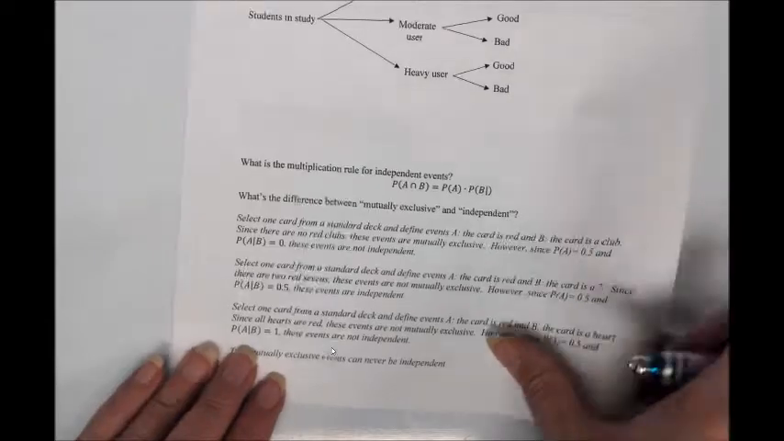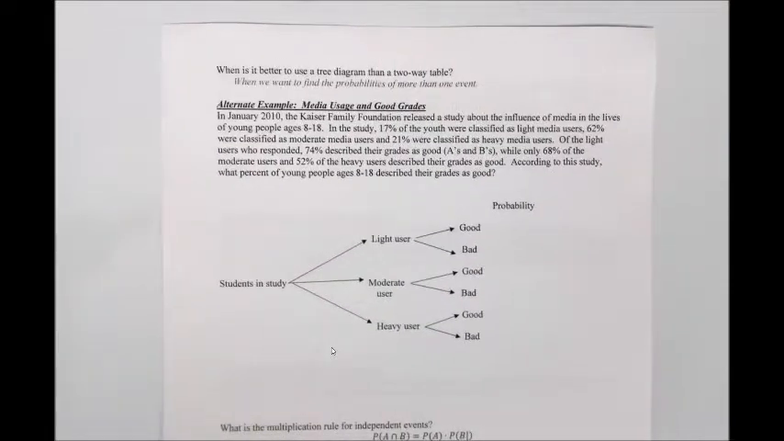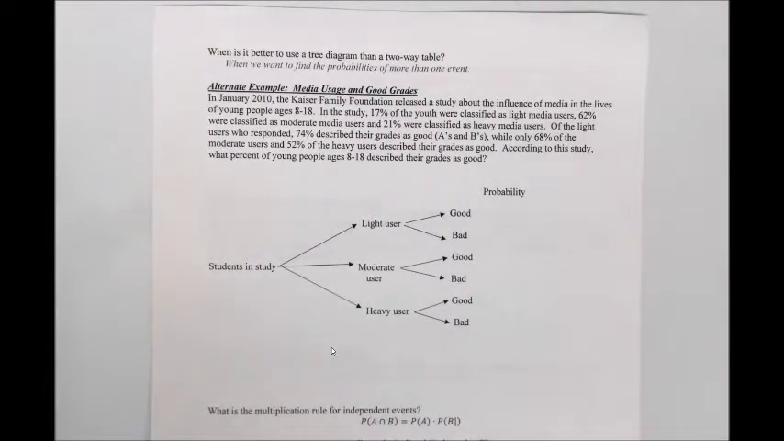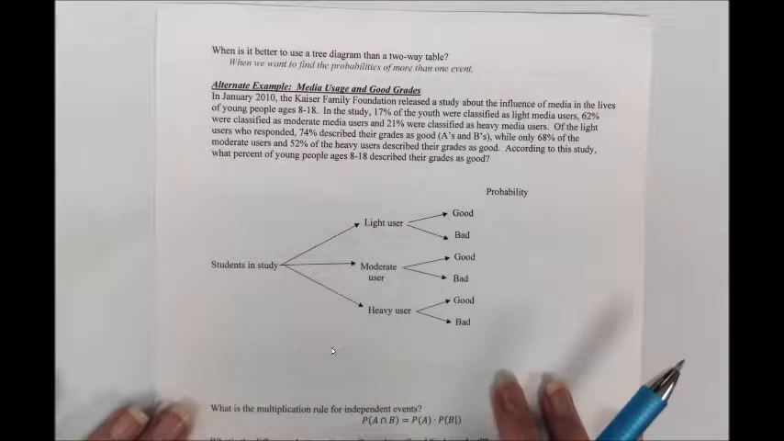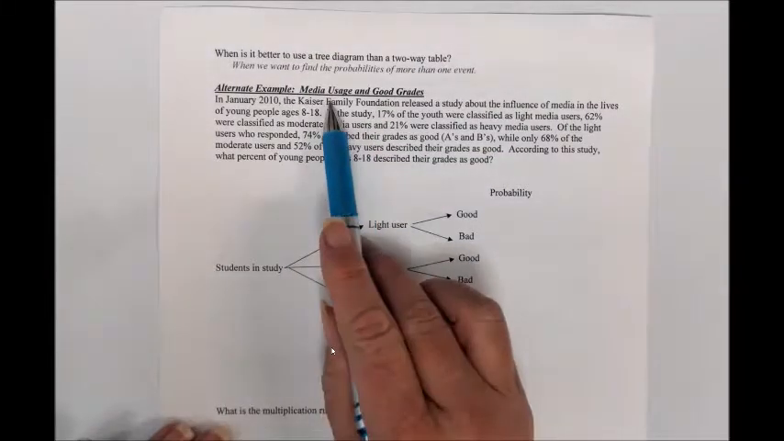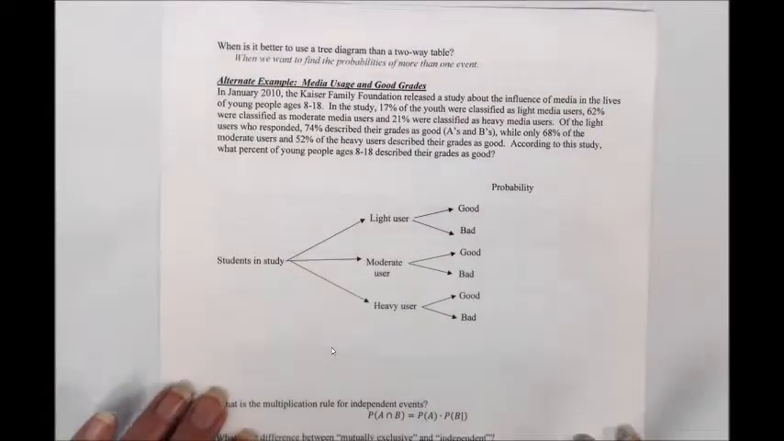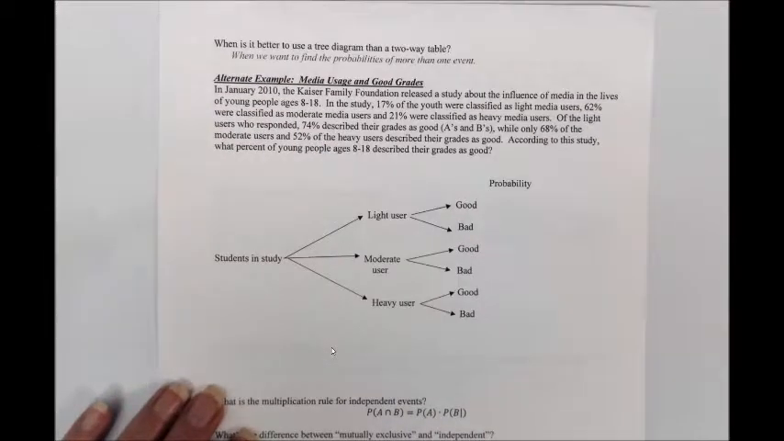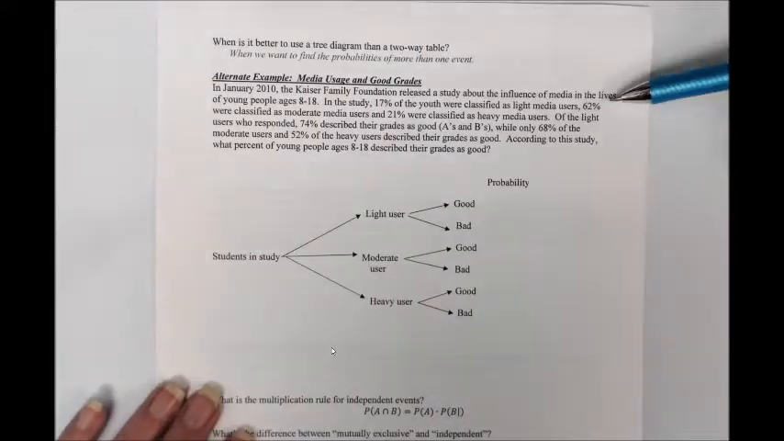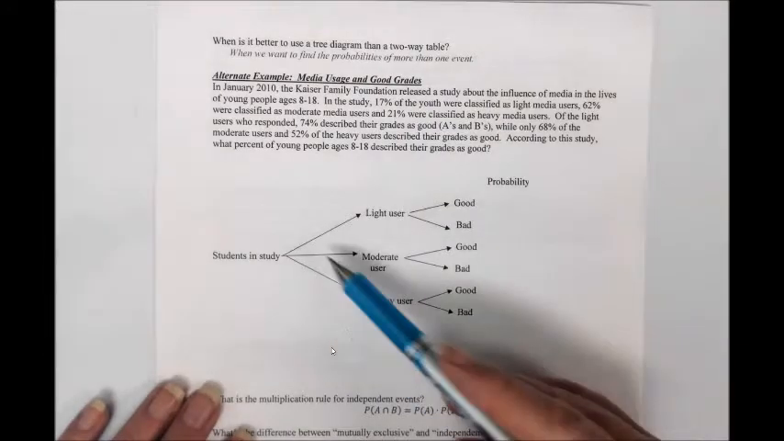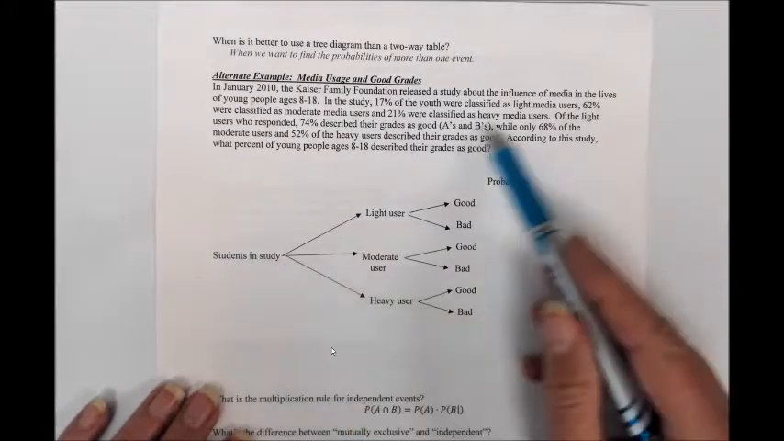Okay, so when is it better to use a tree diagram than a two-way table? Because sometimes with the information, you just can't get it all in a two-way table. So when we want to find the probabilities of more than one event. So this is an example of media usage and good grades. So how much time is spent on Facebook, Snapchat, all those things, and then grades. So they give us information. And again, I've already started the tree diagram. So we have students in a study.